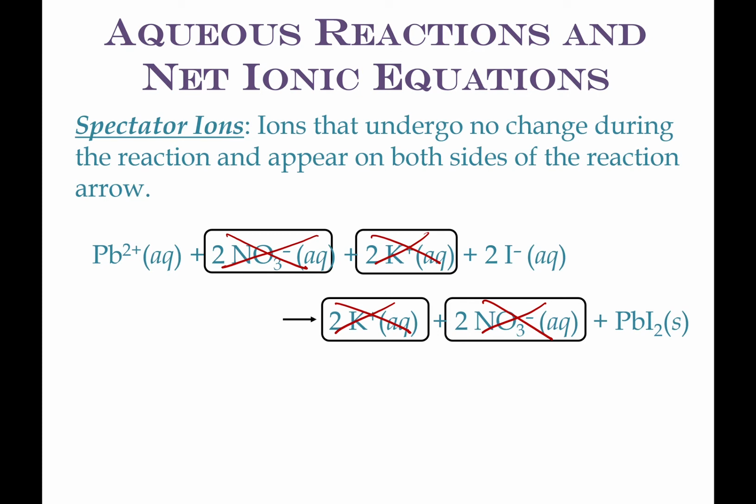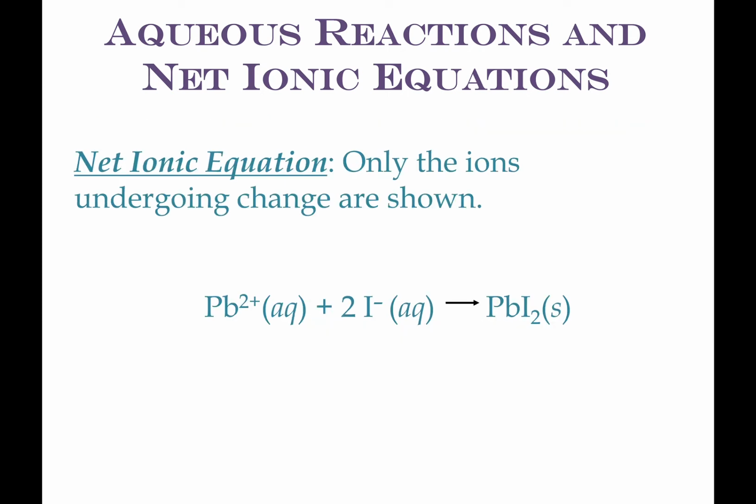And then if we were crossing them off, anything that's not crossed off is going to be your net ionic equation. So here's our net ionic equation, and we only show the ions that undergo change.